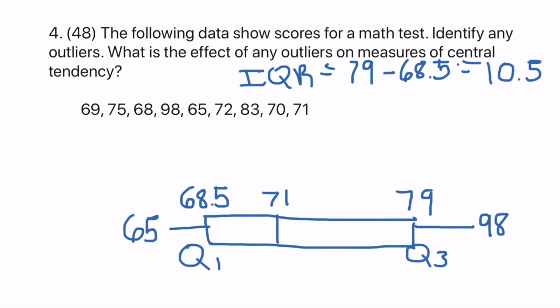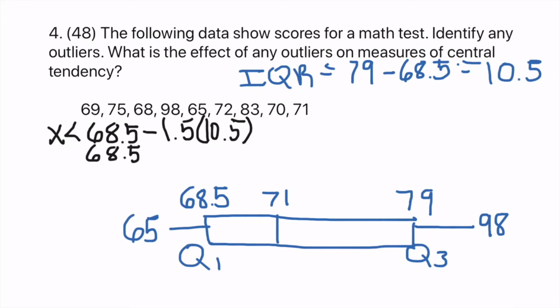Because we now need to go and find our outliers. Let's do the small side first. We have x is less than quartile 1, which is 68.5, minus 1.5 times 10.5. So 1.5 times 10.5 is going to give us 15.75. And now when we do the subtraction, we get 52.75. And notice our lowest number is 65. We don't have anything less than 52.75, so there are no outliers on this end.